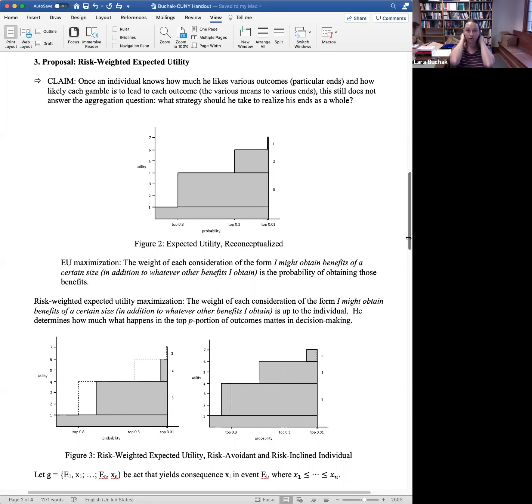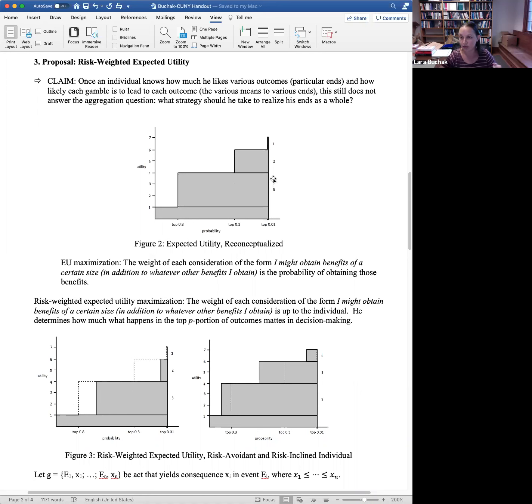Okay, so I mentioned earlier the way expected utility thinks about the value of a gamble. Here's another way to think about what expected utility is saying. This is just reconceptualizing what the theory is saying. So in this startup gamble, there are 4 considerations. Here's one consideration. No matter what, you'll get something worth utility 1. Here's a second consideration. With probability 0.8, you'll get an additional utility of 3.